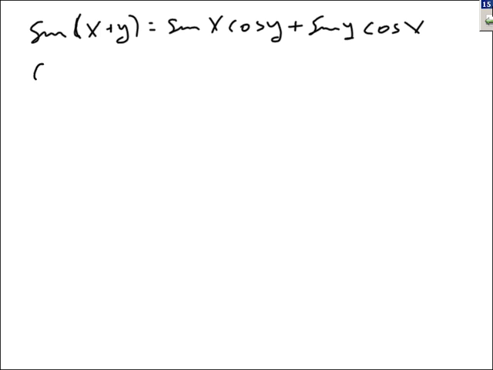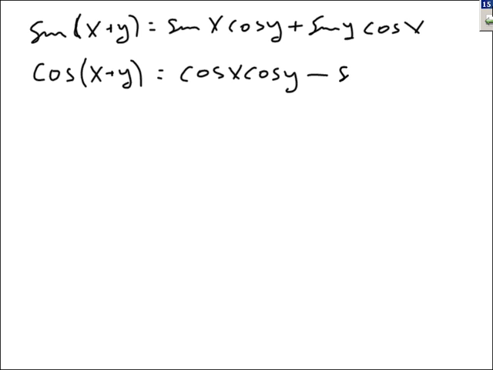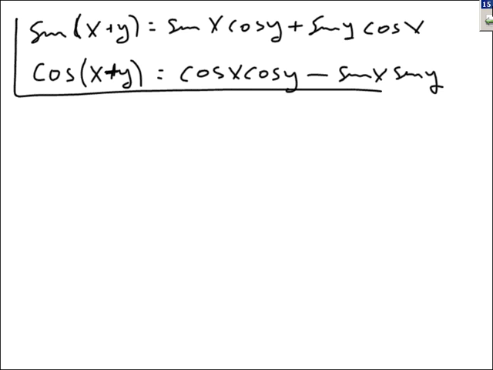Another rule you should know is the cosine of x plus y. Here you take the cosine of x and then the cosine of y, minus, and now you play the same game with sine. Sine of x times the sine of y. These two you must remember.